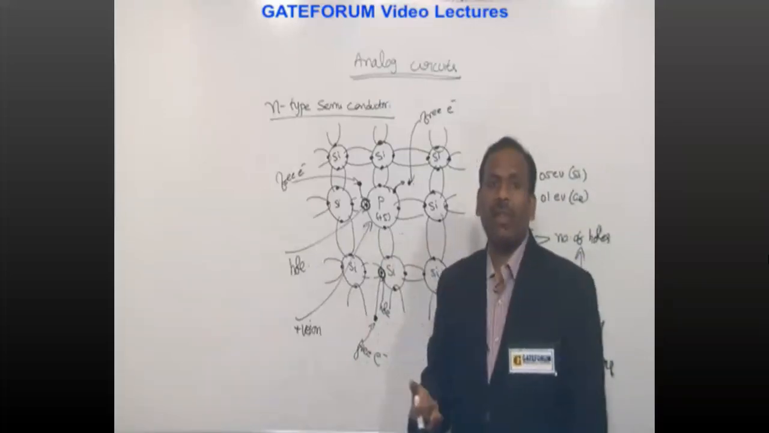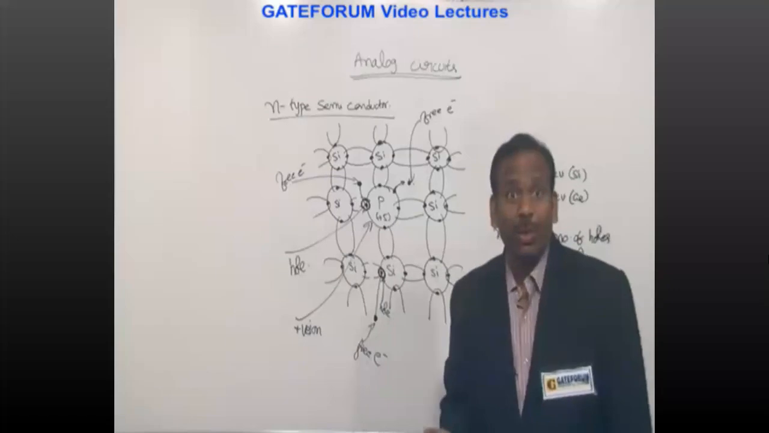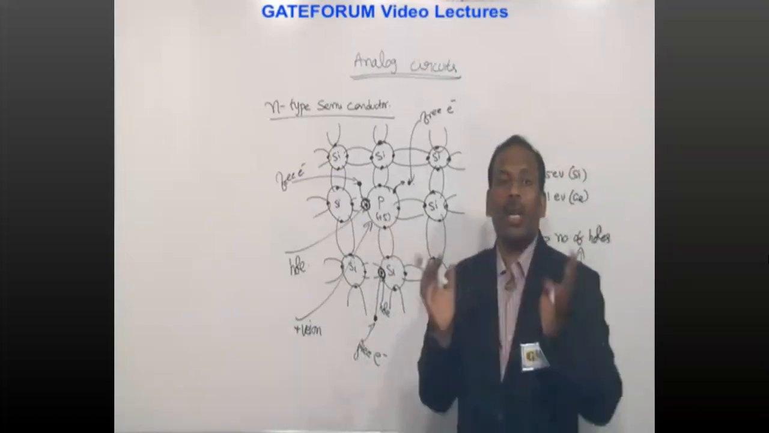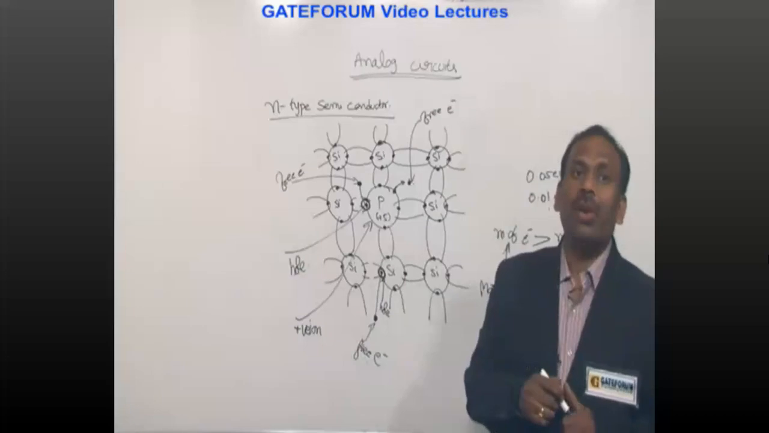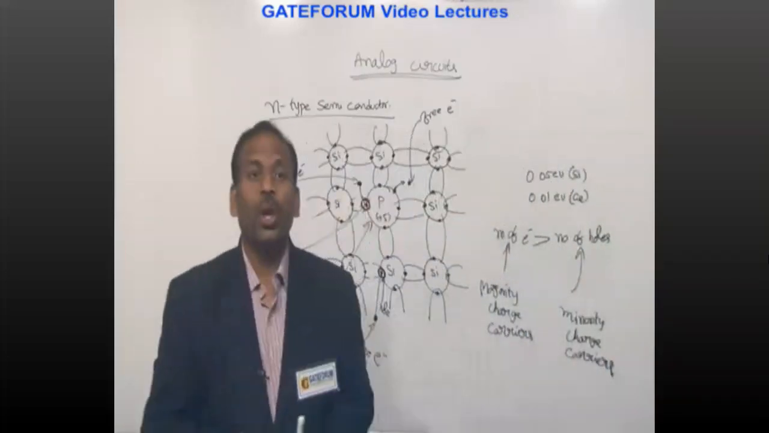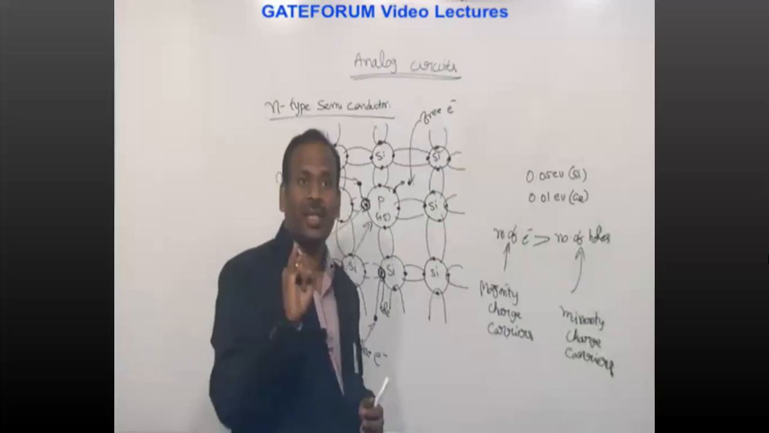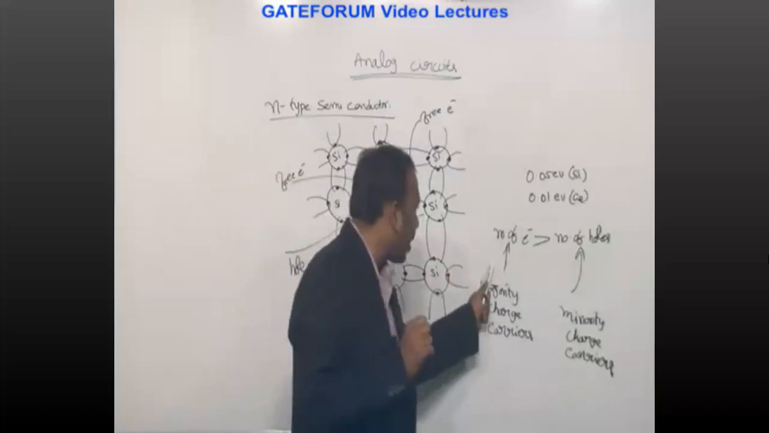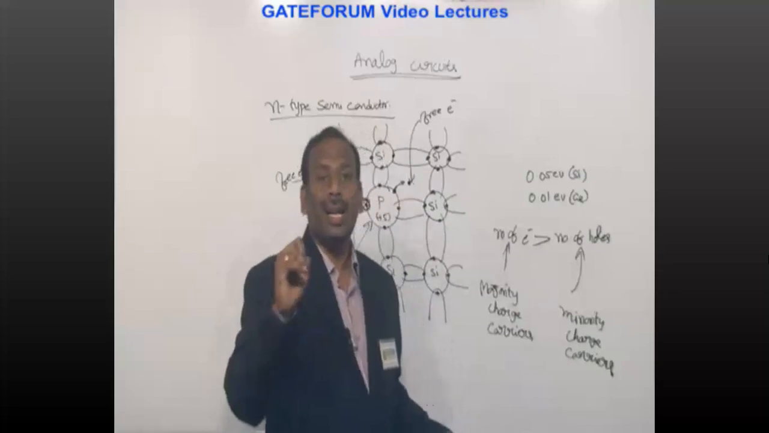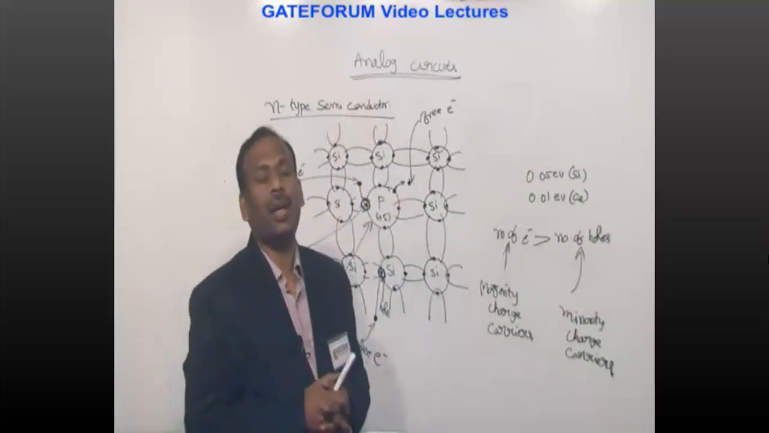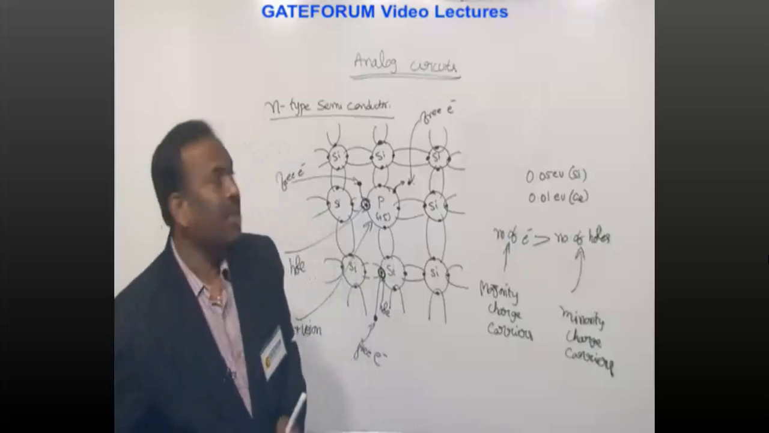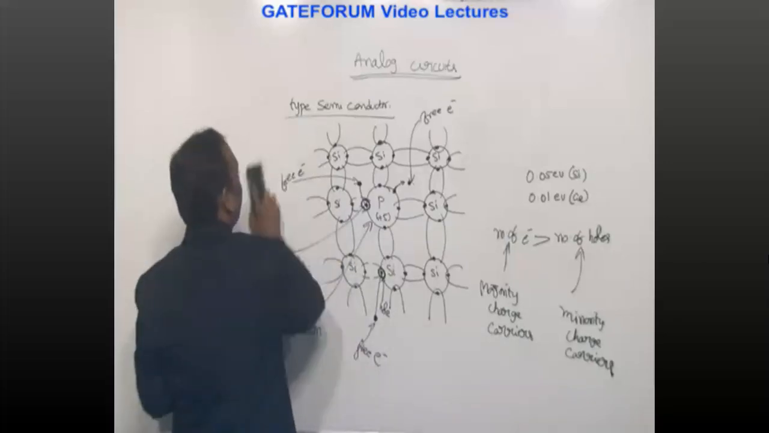By donating one electron, the phosphorus atom becomes a positive ion. This has a positive charge, and holes also have positive charge. Overall, total positive charge equals total negative charge, which is applicable for an n-type semiconductor also. So an n-type semiconductor contains majority charge carriers electrons, minority charge carriers holes, and positive ions in its structure. The next one is the p-type semiconductor.